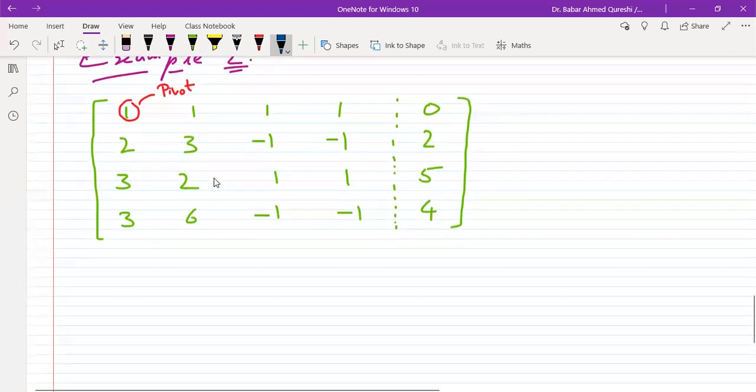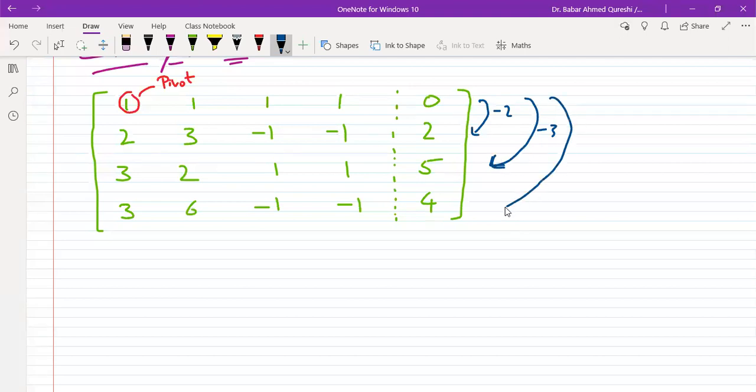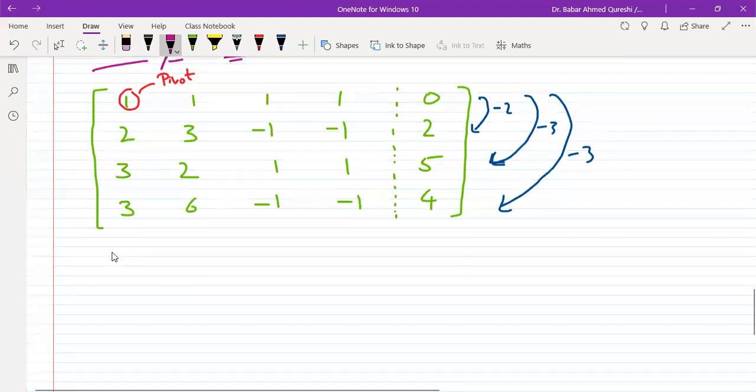So let's suppose we are trying to go to the reduced echelon form, but first we have to go to the echelon form. So now you know -2 इसमें ऐड किया, -3 इसमें, and another -3 over here. So what do I get?